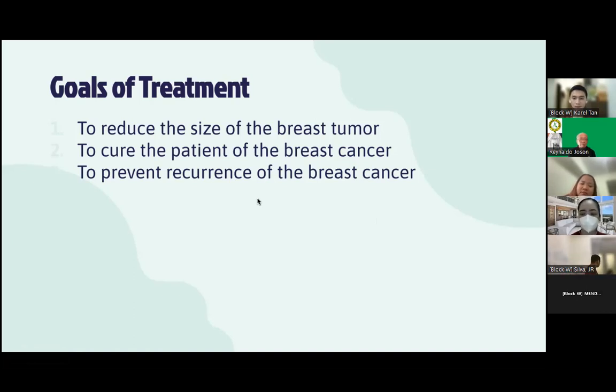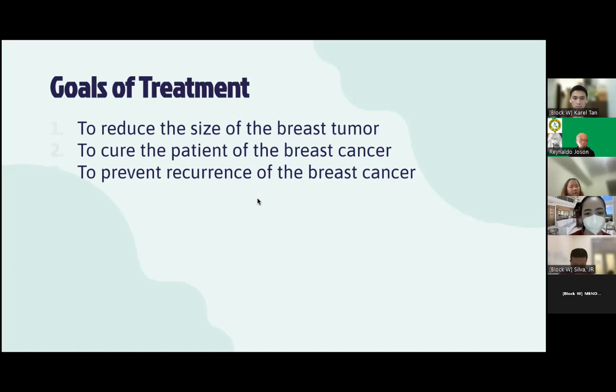Initially po, it was parang inoperable kasi po. Okay. During that stage na inoperable, yes po. Okay. Kaya may to reduce. Okay. To reduce and then to cure. Okay. Ganun yun usually yung mga breast cancer patients, no?